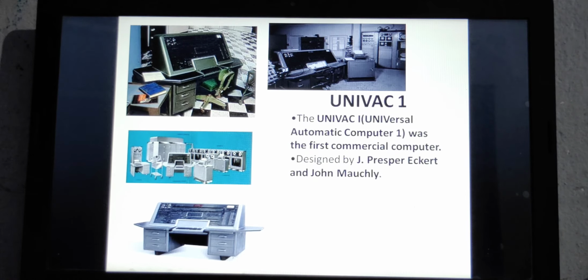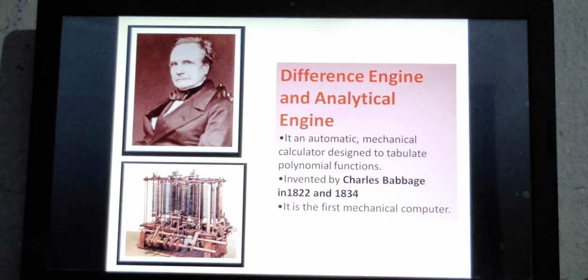The next one is the difference engine. So on the picture that you're looking at, this is the difference engine, and it was invented in the 19th century by Charles Babbage. Do you know who Charles Babbage is? Charles Babbage is known as the father of the computer, and it was designed to calculate polynomial functions. So what is a polynomial function? You will learn about this in your higher classes.